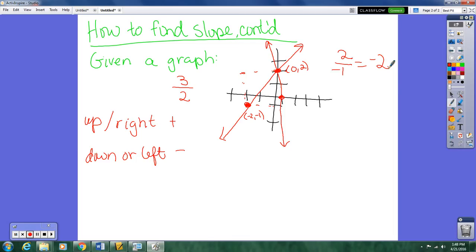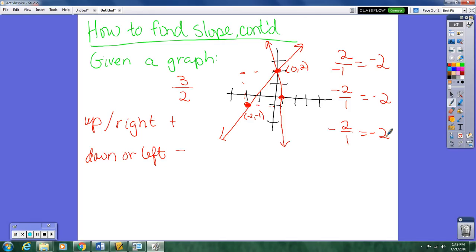Let me ask you this. Is this the same as 2 over negative 1? What's 2 divided by negative 1? Negative 2. What's negative 2 divided by positive 1? Negative 2. Is this the same? What's 2 divided by 1 with a negative in front of it? Negative 2. They're all negative 2s. You just need to be aware that those are all three the same thing.